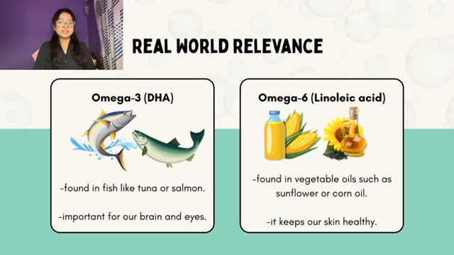Meanwhile, omega-6, like linoleic acid, is commonly found in vegetable oils such as sunflower or corn oil. It helps keep our skin healthy and supports growth and immunity. But here's the catch. Too much omega-6 and not enough omega-3 can cause inflammation, so it's really about balance. Eating more fish, nuts, and plant oils in the right amounts keeps our heart, brain, and body in good shape.